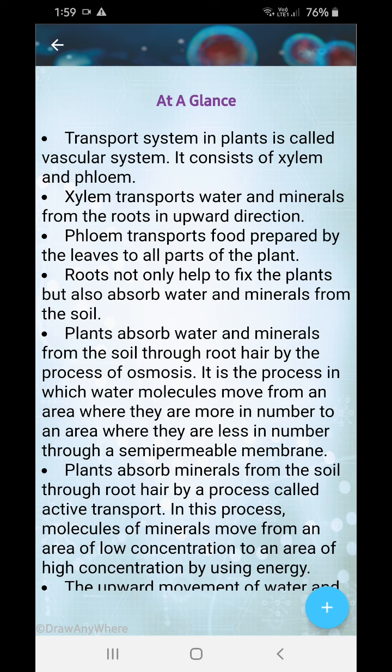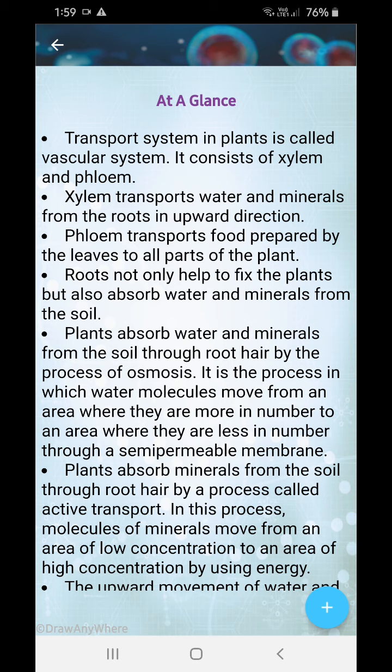Now see, osmosis is a process in which water molecules move from an area where there is a greater number of water molecules to an area where there is a smaller number of water molecules through a semi-permeable membrane. Now let's read this once more. It is a process in which water molecules move from an area where there are more in number to an area where there are less in number.